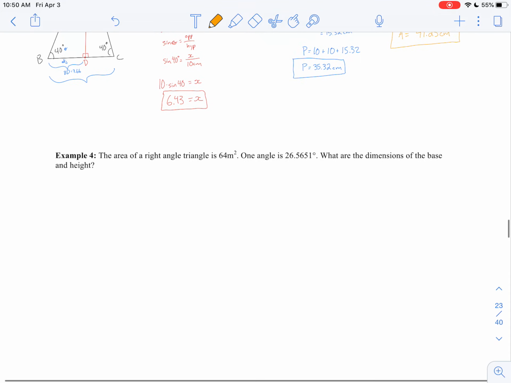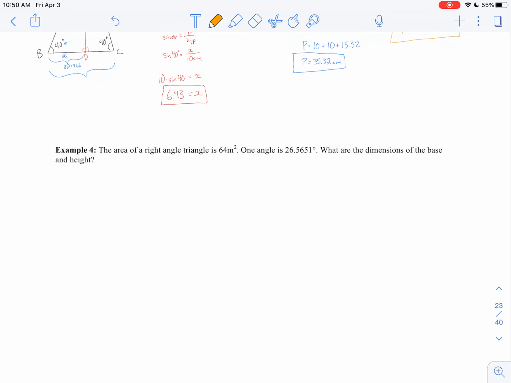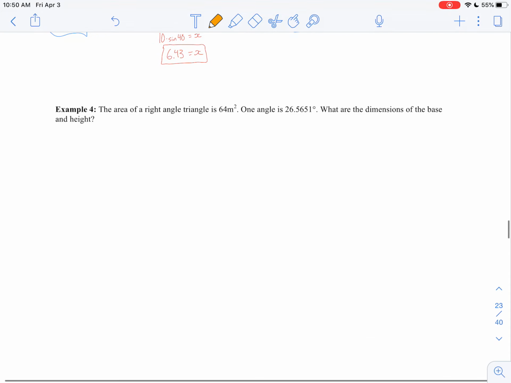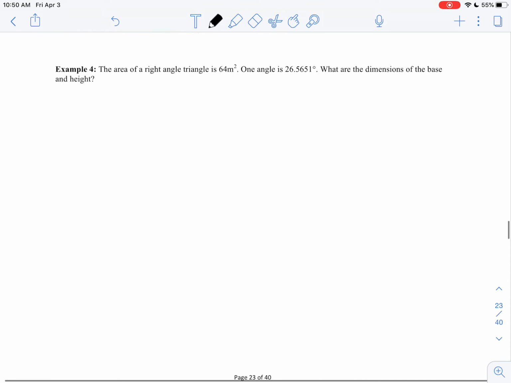So example 4, finally getting into some bigger problems here, slightly more challenging. Once again, drawing that diagram is often the most challenging part. Once you've got that diagram drawn with your right angles in there, the question is usually pretty straightforward.